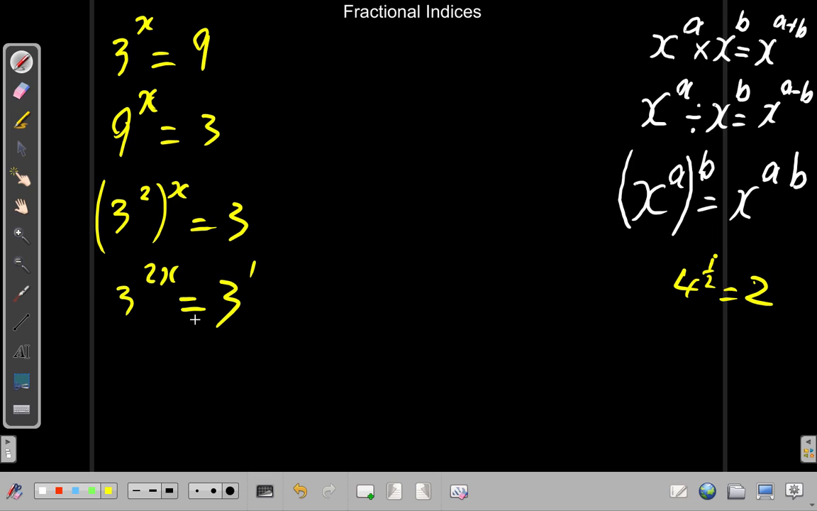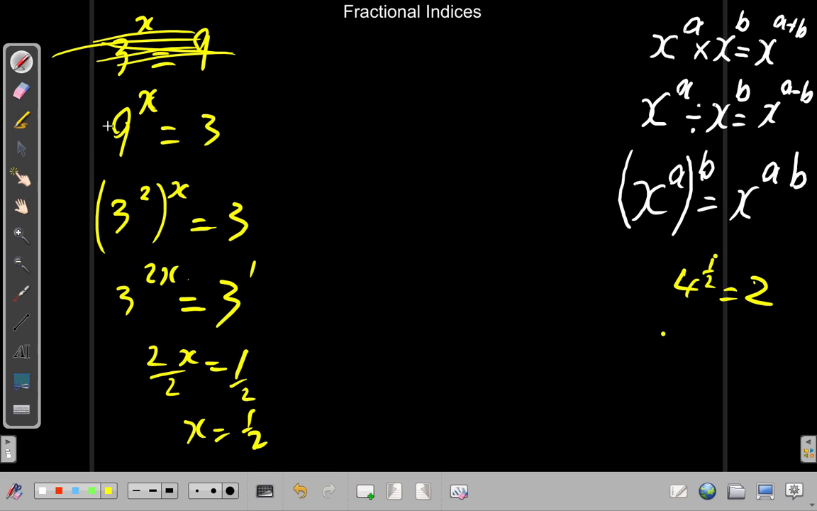But 3 is the same as 3 to the 1. Based on our previous argument, you cannot have 3 to a number equal to 3 to a different number. It must be 3 to a number equal to 3 to the same number. So 2x and 1 are the same number. So 2x equals 1. If you divide both sides by 2, what you get is x equals a half. So 9 to the power of half equals 3.